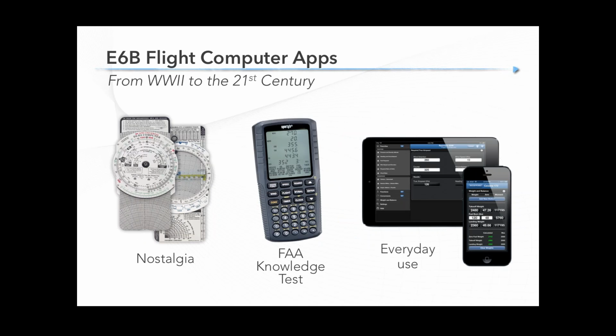Another area where the app has really taken over is the E6B flight computer. Obviously on the left side is the original E6B from World War II, which then through the 80s, 90s, and 2000s evolved into the electronic handheld flight computer. And then on the far right is the app version of the E6B flight computer.